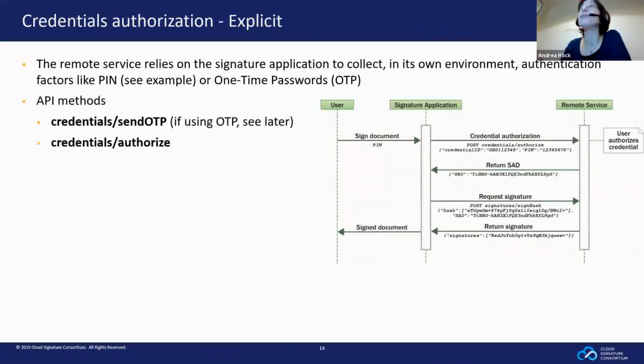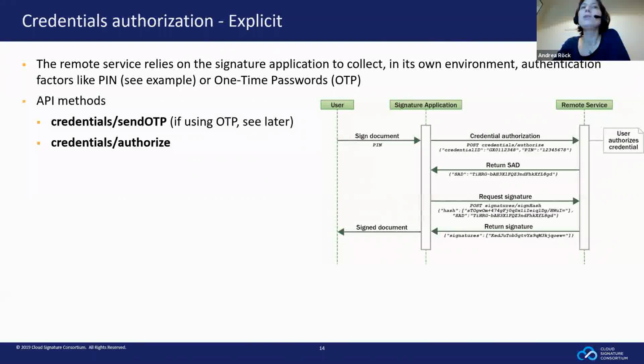So we have again some flowcharts. First of all, the explicit one. This means the remote service relies on the signature application to collect some information in the environment of the signature application, and then sends this information to the service. This information collected can be either a PIN or an OTP. The API methods that are used for this are the credentials send OTP, I will go into details on that later, and then the credentials authorize.